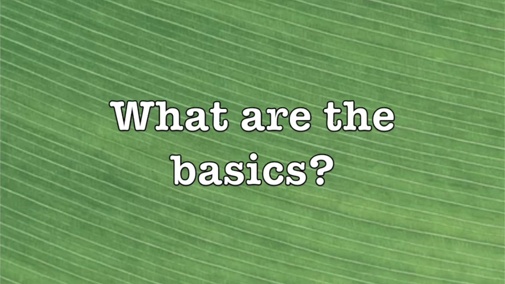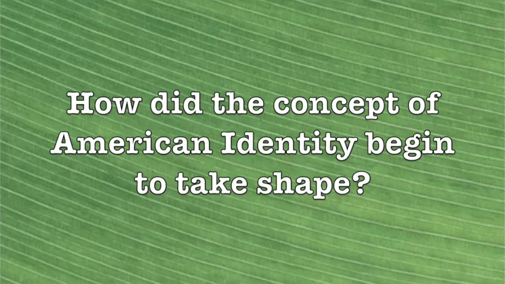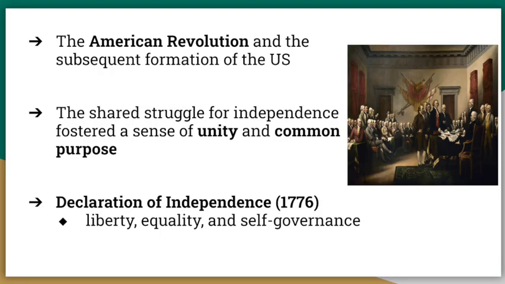So what are the basics? How did the concept of American identity begin to take shape in the late 1700s? The late 1700s were pivotal for American identity, primarily due to the American Revolution and the subsequent formation of the United States. Before the Revolution, colonists primarily identified themselves by their colony or as British subjects or citizens. However, the shared struggle for independence fostered a sense of unity and common purpose.